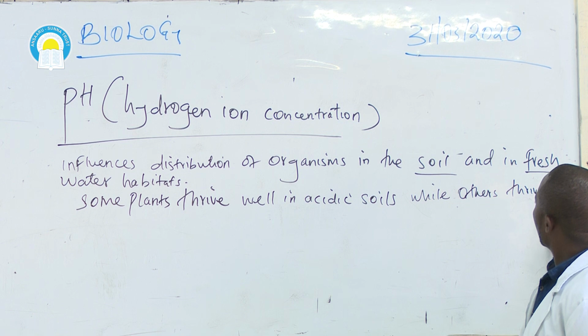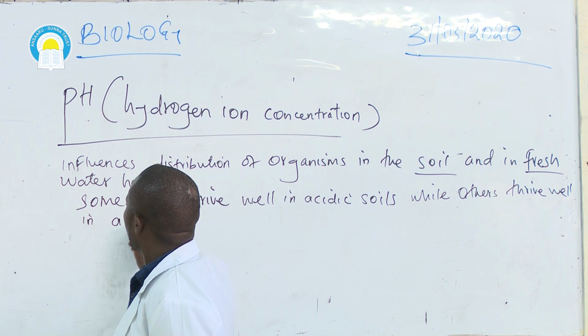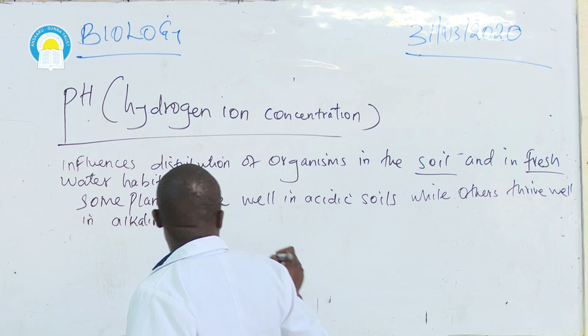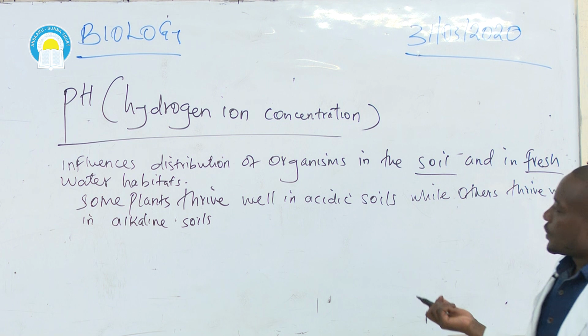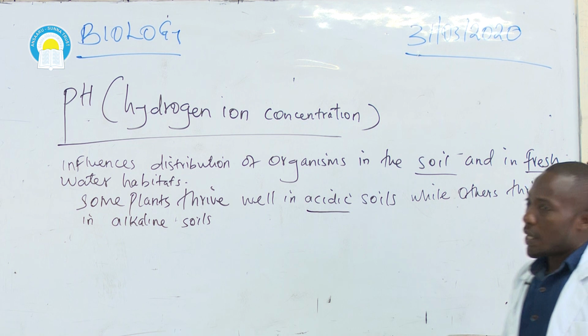While others thrive well in alkaline habitats. Some plants thrive well in acidic soils, while other ones thrive well in alkaline soils or in that habitat. So the pH: there are those plants which can do well in acidic conditions, and there are those ones which can do well in alkaline solution.